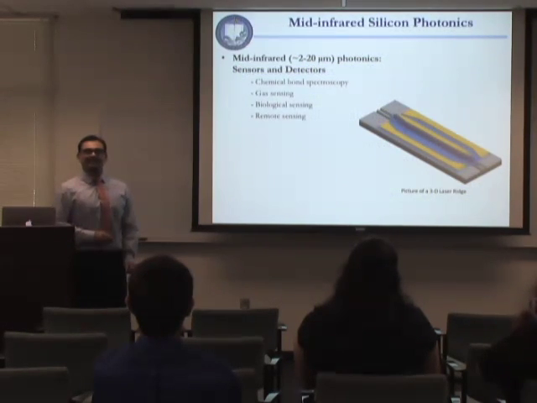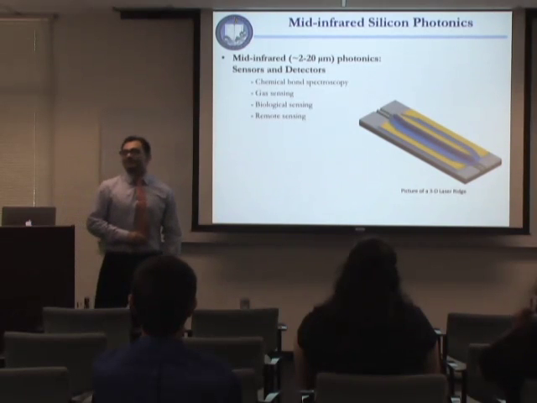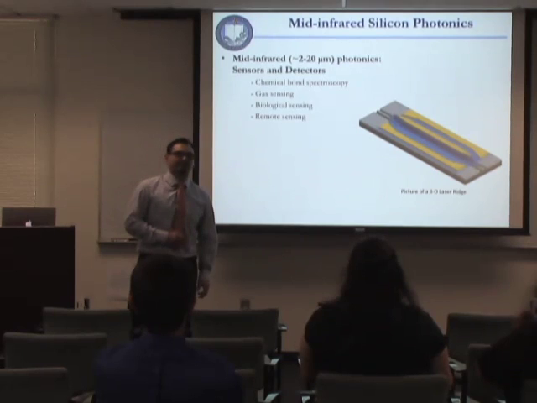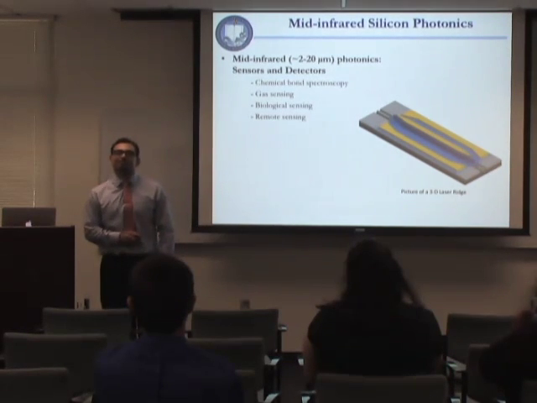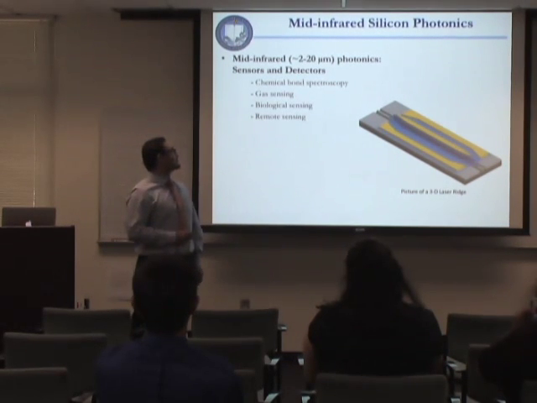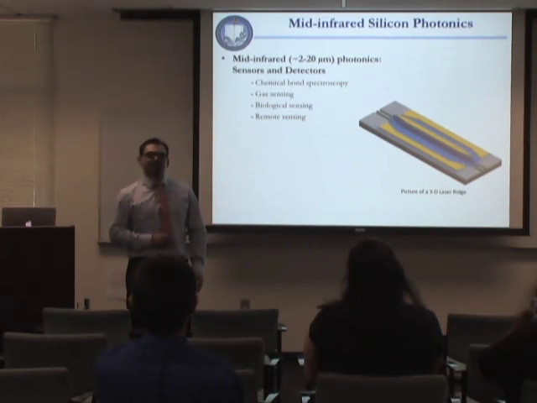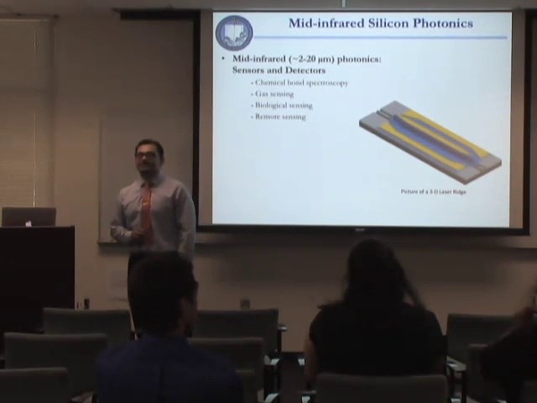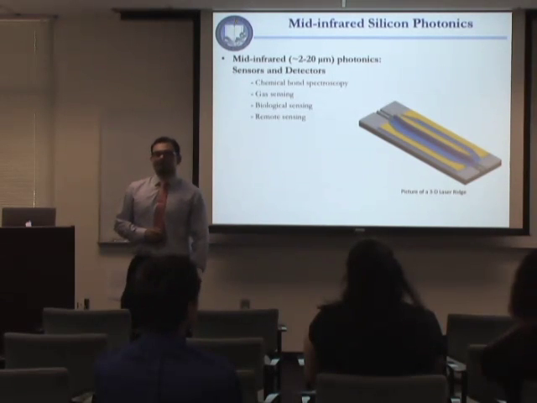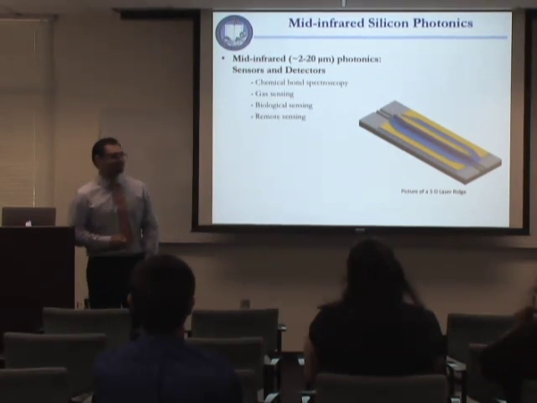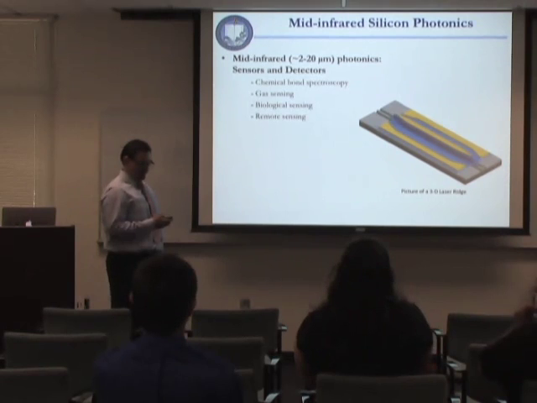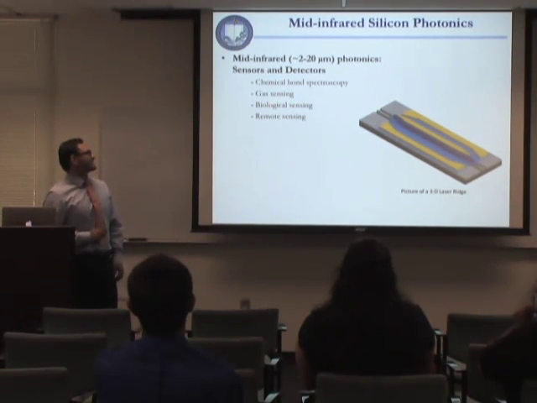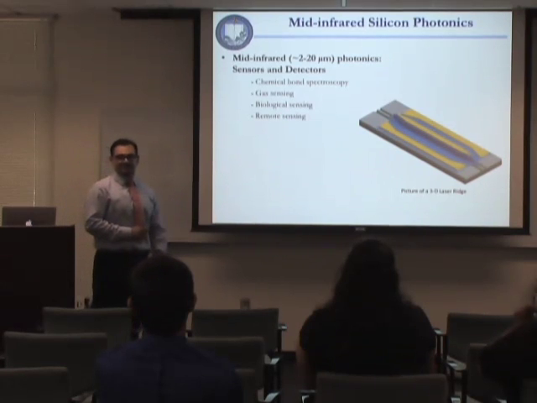The quantum cascade lasers emit light in the mid-infrared wavelengths. We are interested in these mid-infrared wavelengths because they span approximately 2 to 20 microns. Another benefit of these mid-infrared wavelengths is that they enable many different applications with varieties of sensors and detectors. Here we have 4 different applications: chemical bond spectroscopy, gas sensing, biological sensing, and remote sensing.